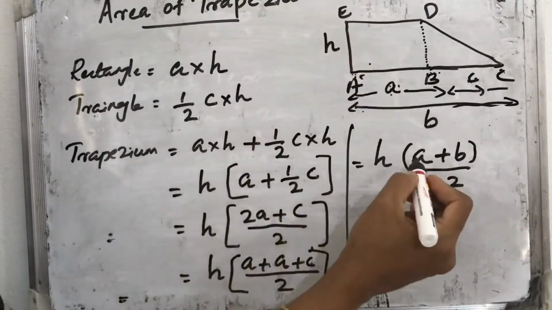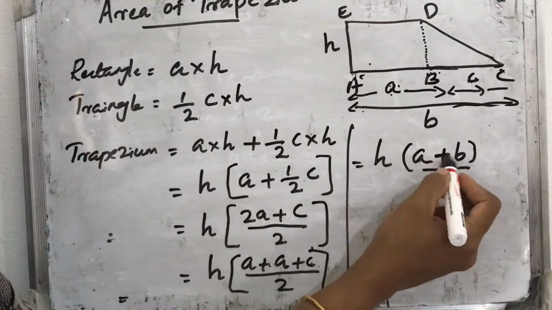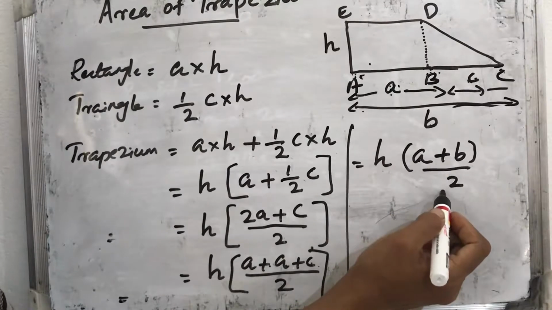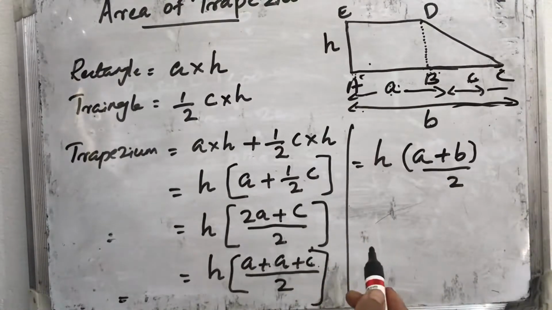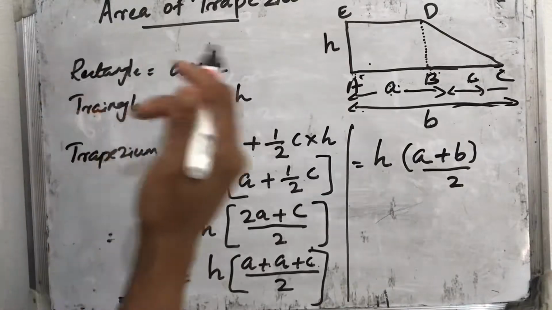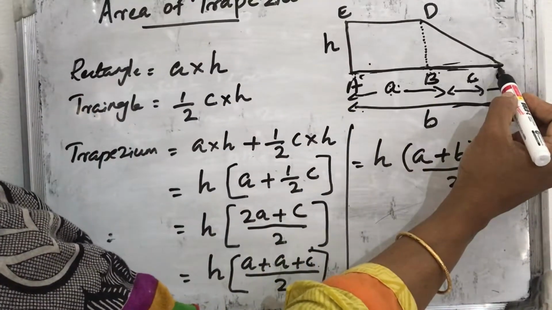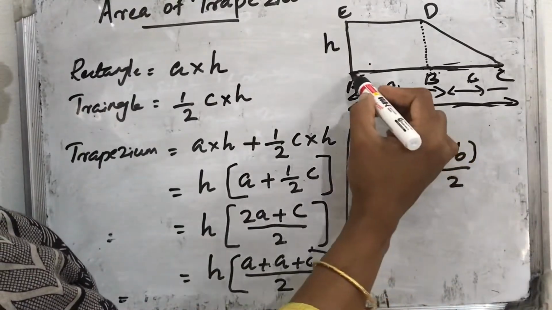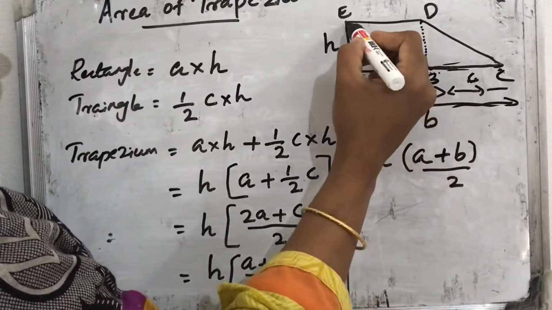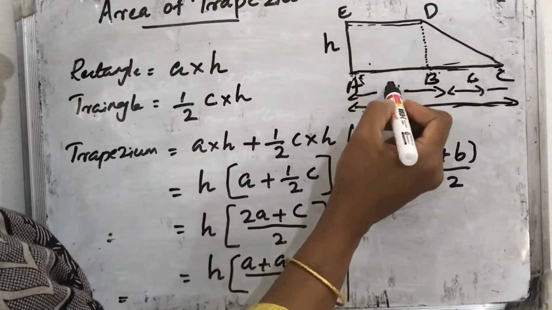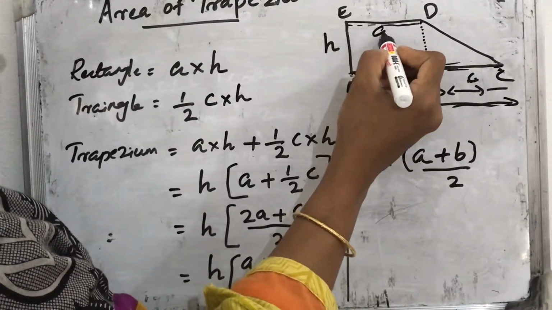trapezium height H, and the sum of the two parallel sides divided by 2. Here A and B will be the two parallel sides. This full parallel side length is B, and this is another parallel side. This length, if it is A, here also it will be A.